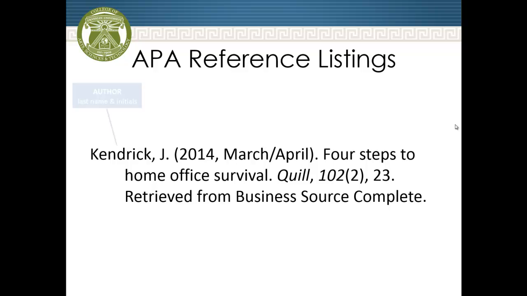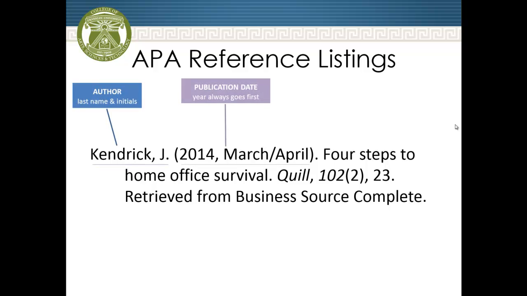The first item in the entry includes the author, listed last name first. The second item is the date of publication, which for many periodicals will include a month and perhaps even a specific date, each following the year of publication.